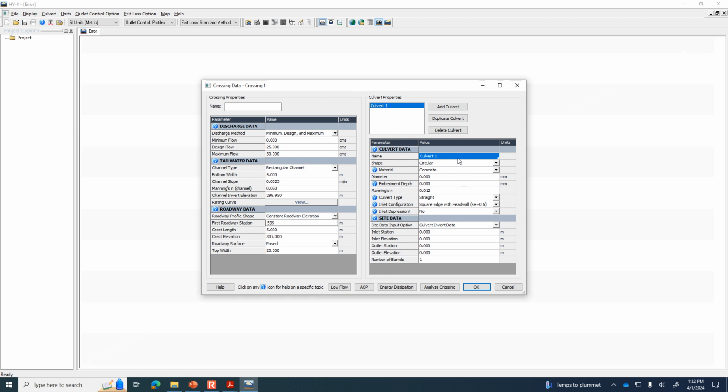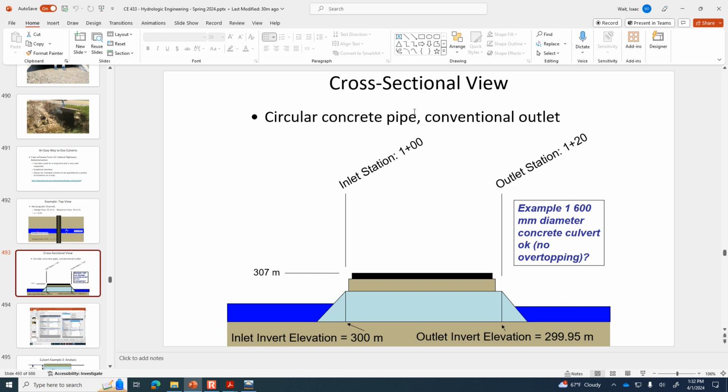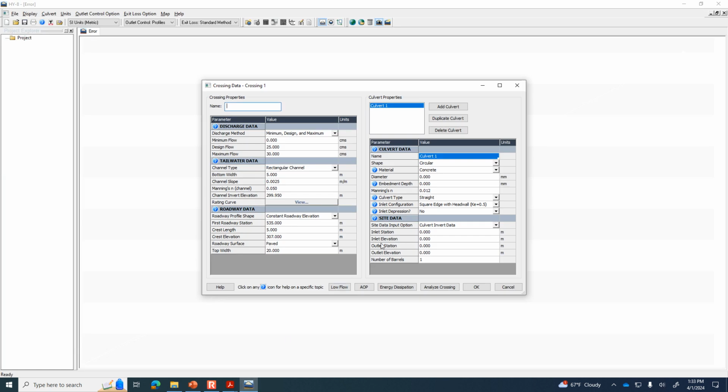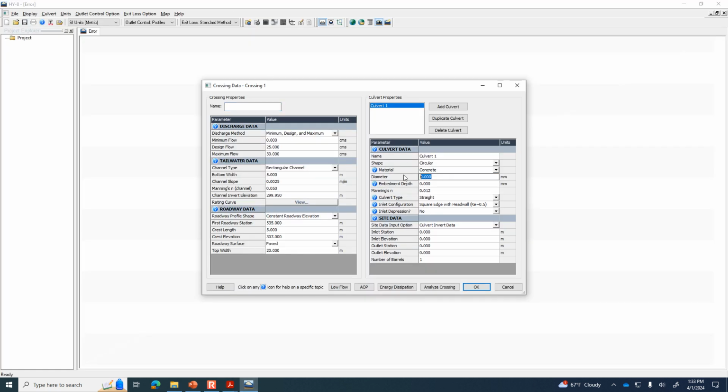All right, now the characteristics of the culvert are over here on this right screen. Our culvert is described to be a circular concrete pipe with a conventional outlet. The invert's at 300, the outlet is at 299.95, and then the inlet station 1 plus 00, outlet station 1 plus 20. Okay, so those are the characteristics I'm going to put in here. Circular concrete, and what diameter did the problem statement say? Was it 600 millimeters? All right, so let's put in 600 millimeters as the diameter.